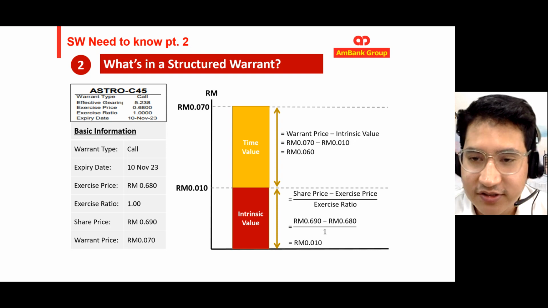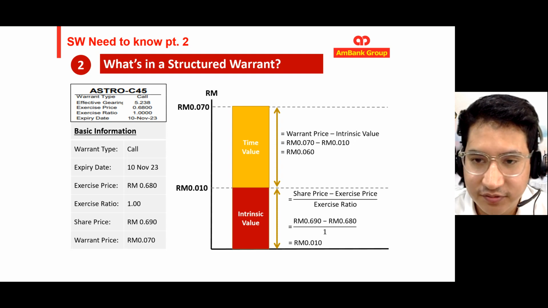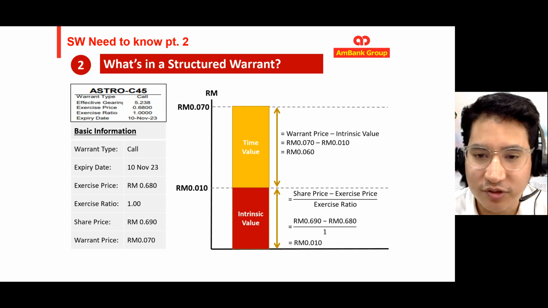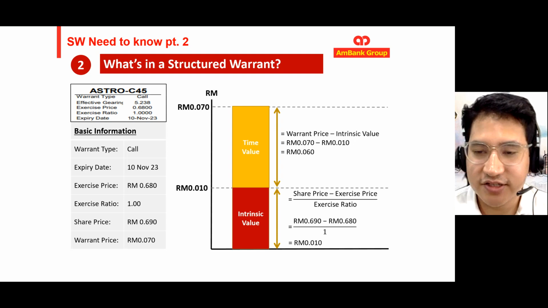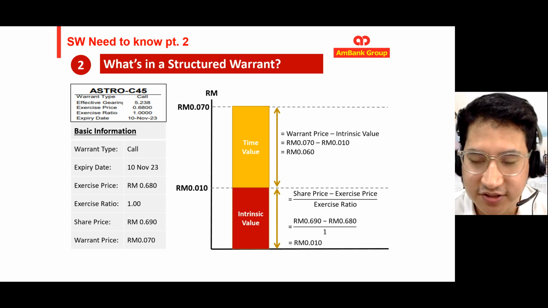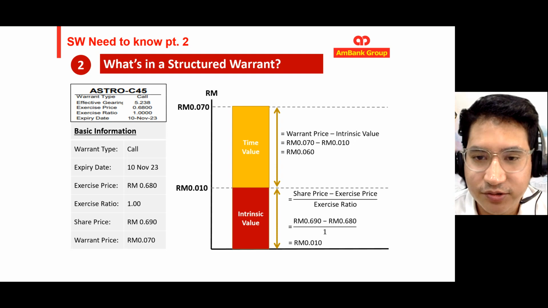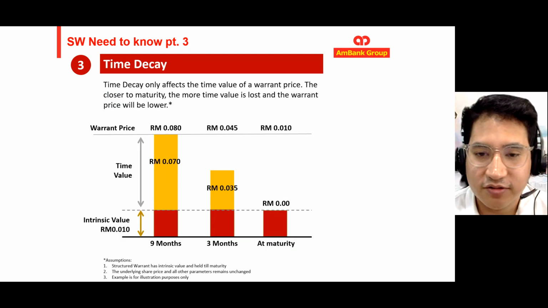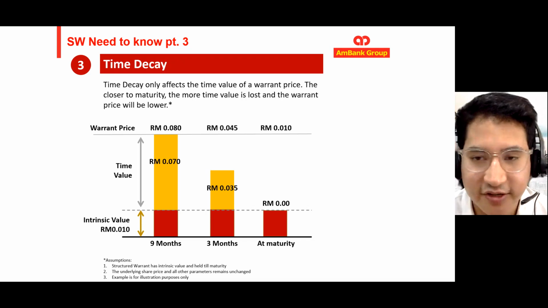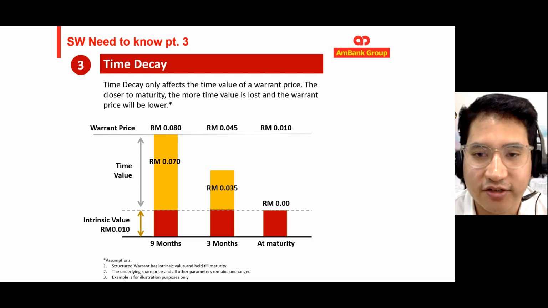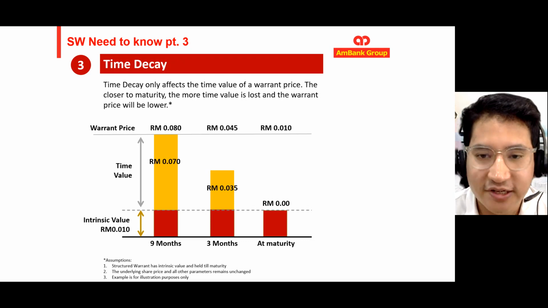And then the difference is the time value. How you calculate the time value is basically the warrant price, which you are able to see on the exchange, minus the intrinsic value. So the time value is 6 cents. And this concept of time value is very important for you to understand because time value decays. I'll go through the same exact example here. Time decay only affects the time value of a warrant. So a general rule to note is that the closer to maturity, the more time value is lost.